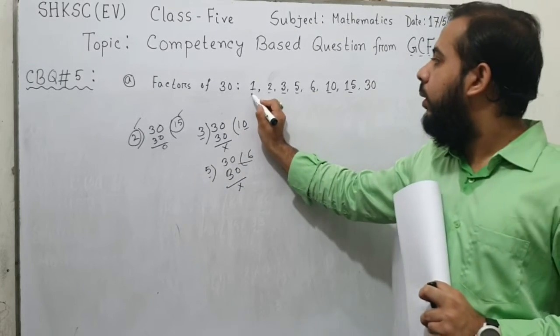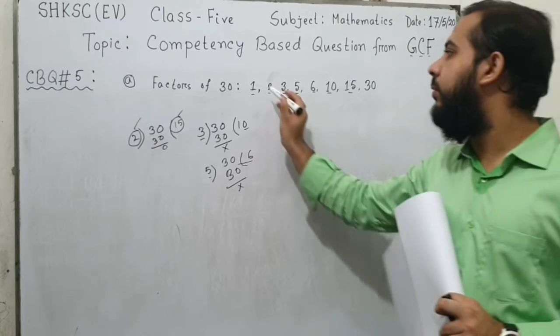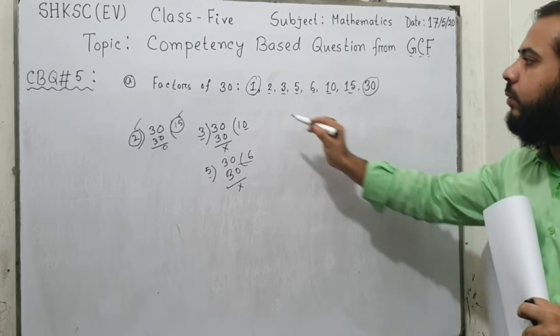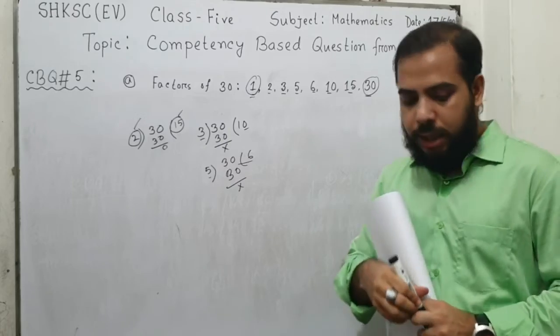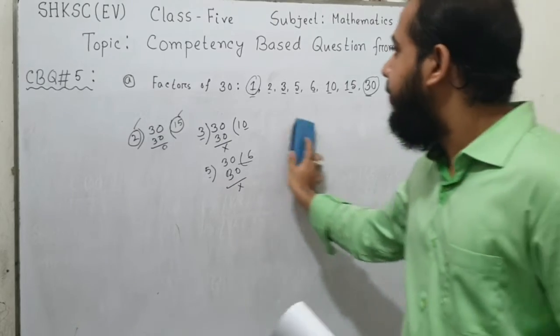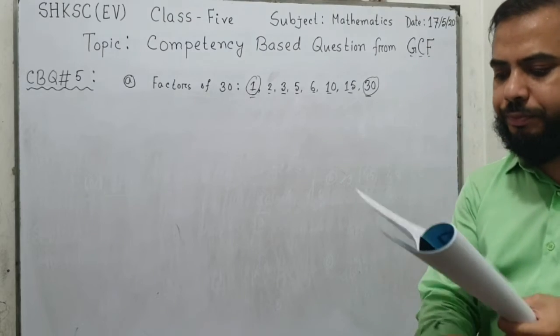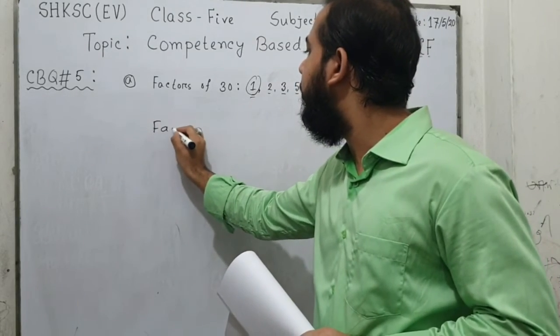And the common factors for all numbers are 1 and the number itself. Always 1 and the number itself will be factors. So according to this, we will find the factors of 42.